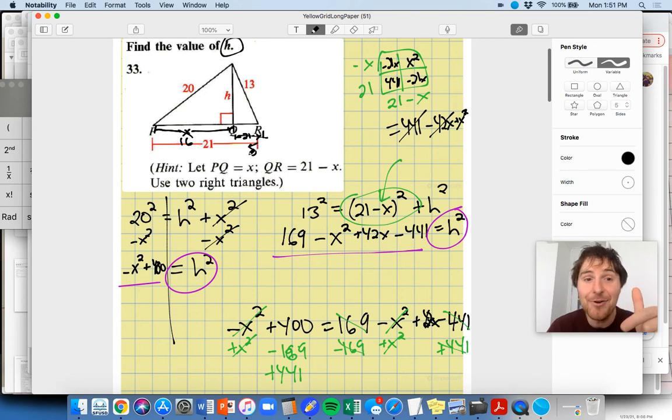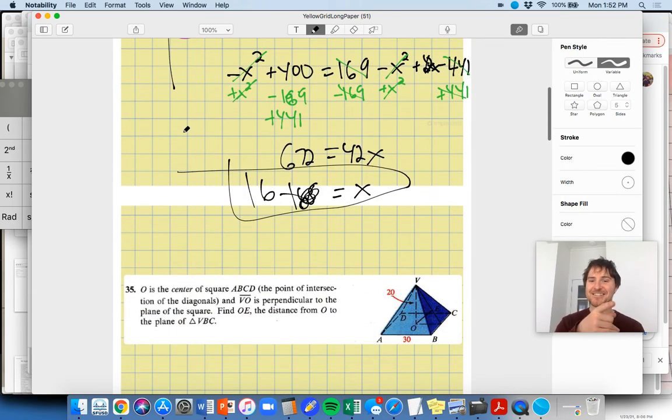And check it out. This is a Pythagorean triple. Yes, 12. 12 is my h, right? Because 5 squared is 25. 13 squared is 169. 169 minus 25 is 144. Square root of 144 is 12. Okay? 12, 16, 20 is in a 3 to 4 to 5 ratio. And 3, 4, 5 is a Pythagorean triple. I know I got the right answer. I double-checked it. 16 equals x.